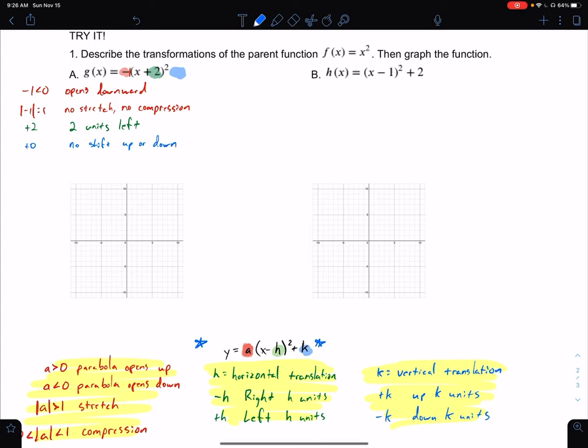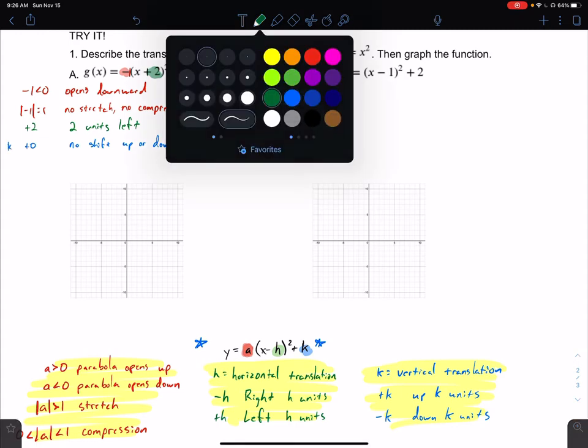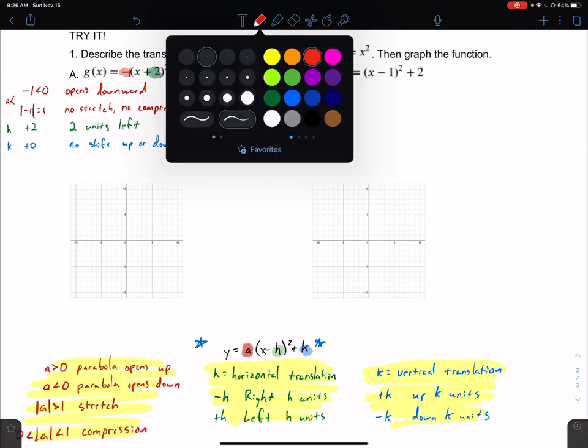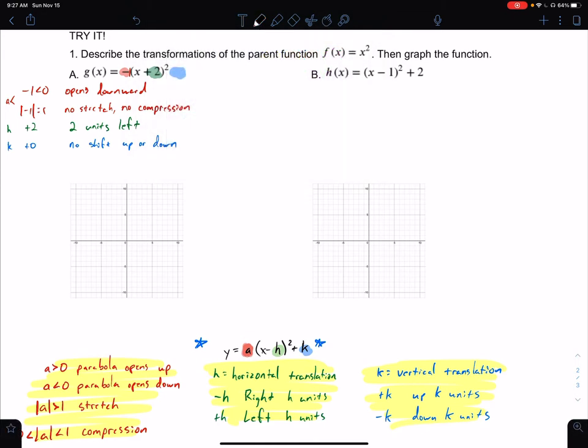Again, you don't need to write that there's no shift. We're just using that as our reference. So this would be our k value, and this is our h value. And then these two are a. So what's going to happen here, from our vertex, which is normally at 0, 0 for a parent function, we're going to go 2 units left. So I'm going to take the vertex from the origin, and shift left 2 units.